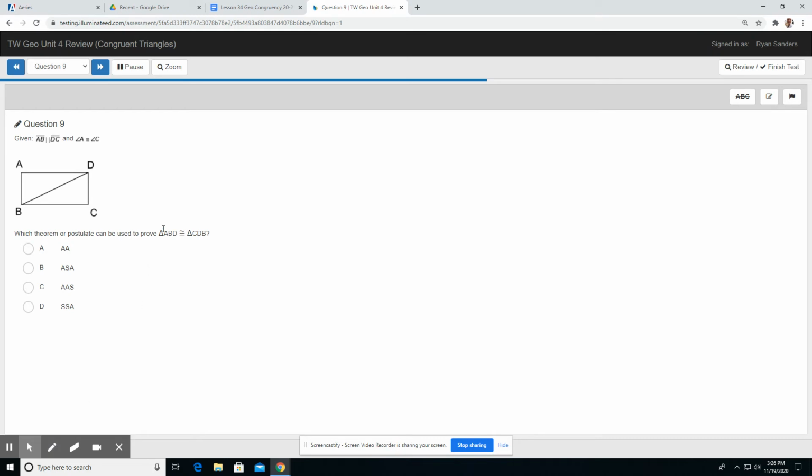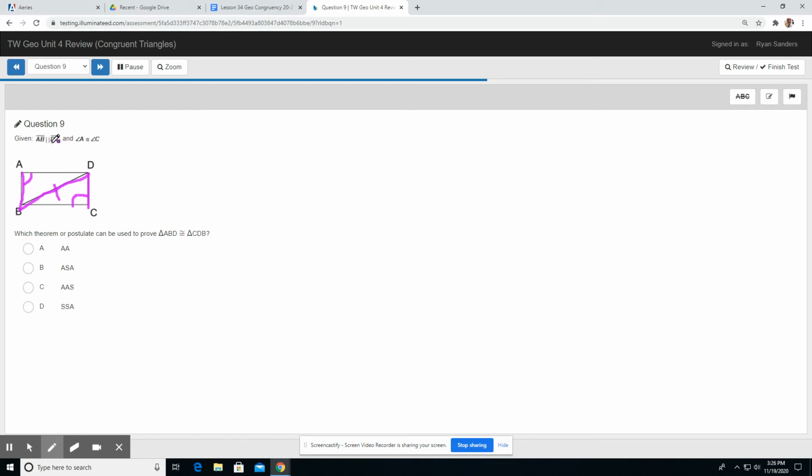Let's see. I feel like this is pretty good for now. I'll see if I can push it through. Let's go through it. AB is parallel to DC, and we got that shared side right there. Angle A is the same as angle C.